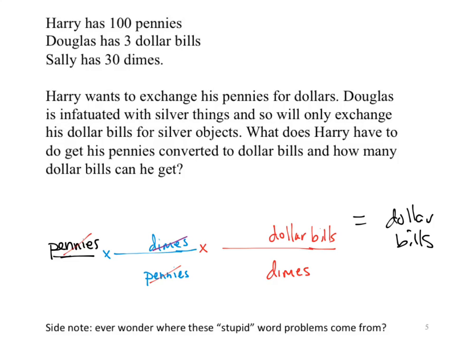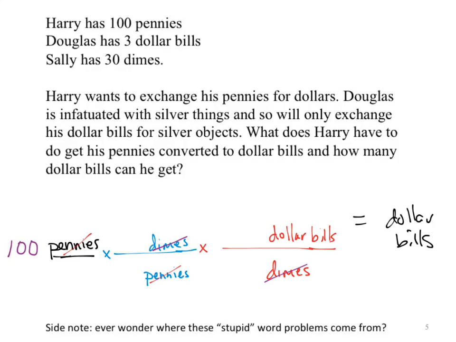Track our units. Dimes cancels, and we're left with dollar bills. Great. We now have the proper unit that we wanted for our answer. So now what do we do? Put in the numbers. What's the number in front of pennies? How do we know it's 100?